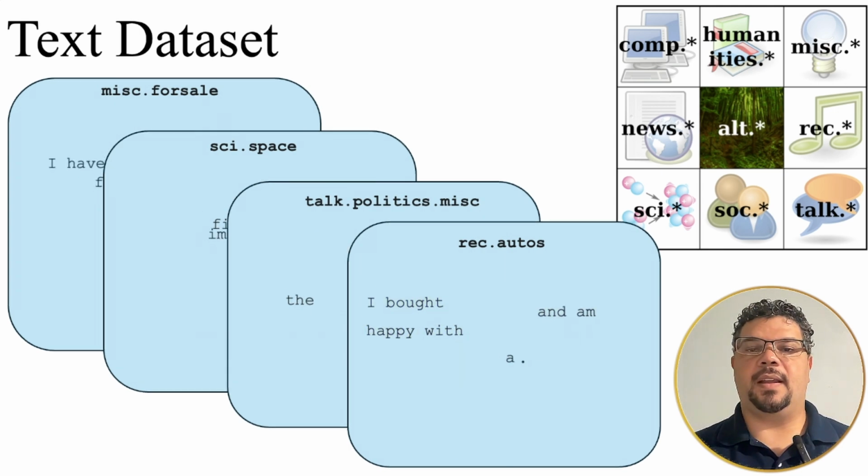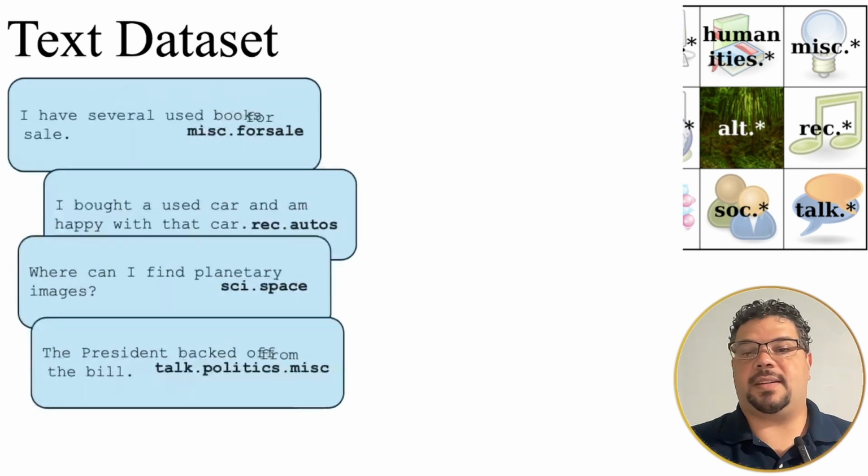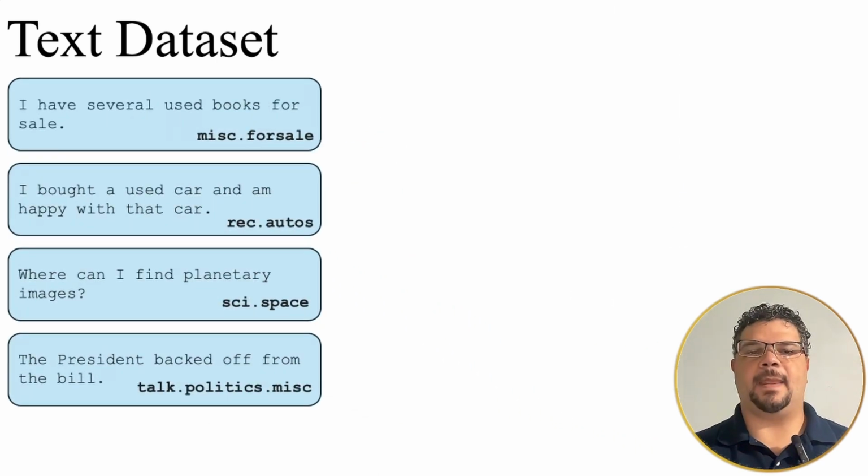For clarity, let's simplify each one of these documents into a single representative sentence. I have several used books for sale. I bought a used car and I'm happy with that car. Where can I find the planetary images? And the president backed off from the bill.